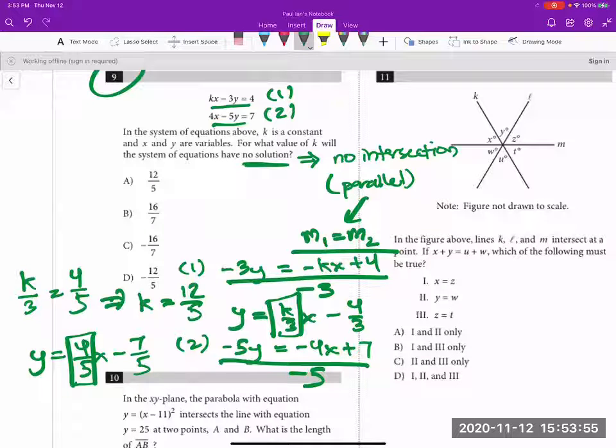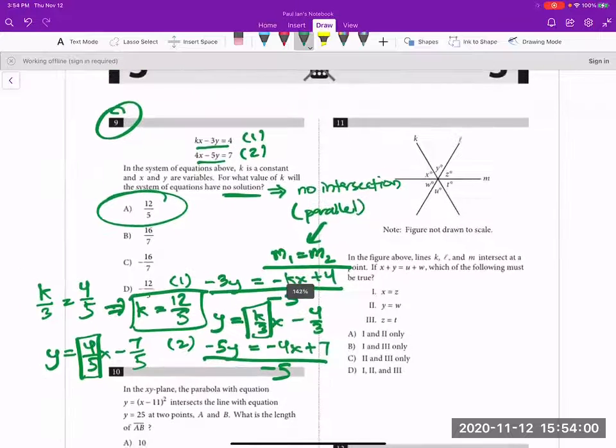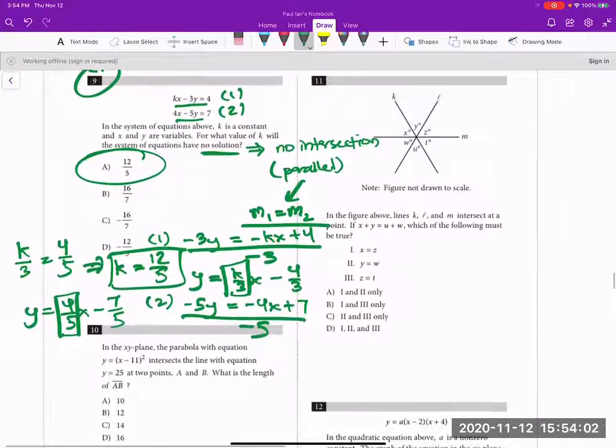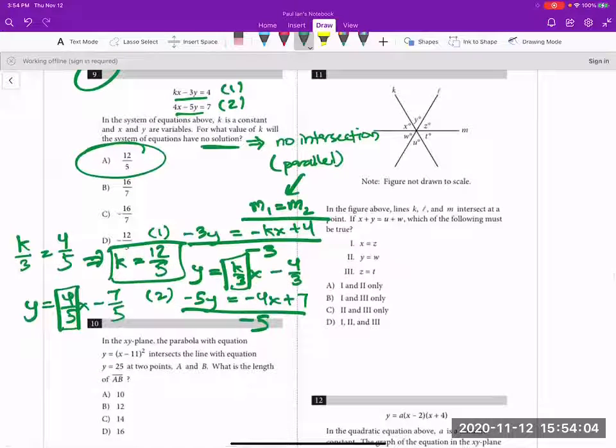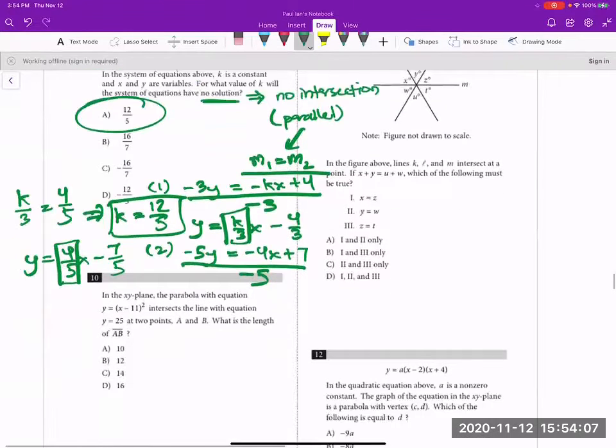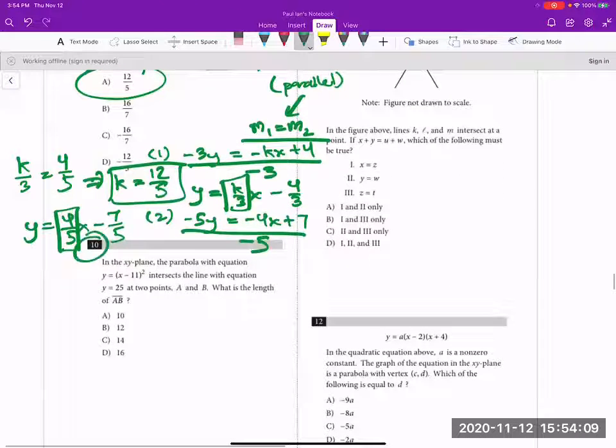And that's what we get, 12 over 5. All right. Does that one make sense? That one is just applying, no intersecting is parallel and then solving on algebra. Yeah. Okay. Number 10.